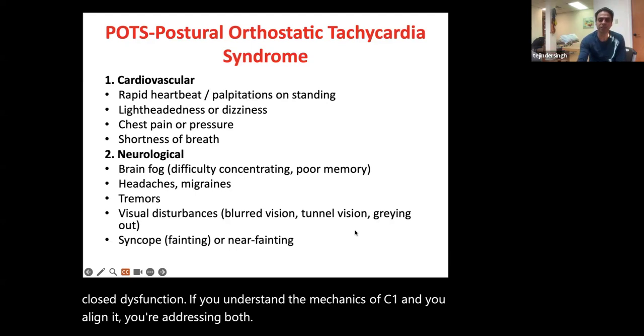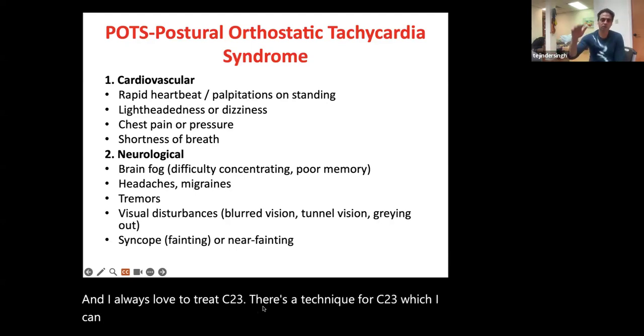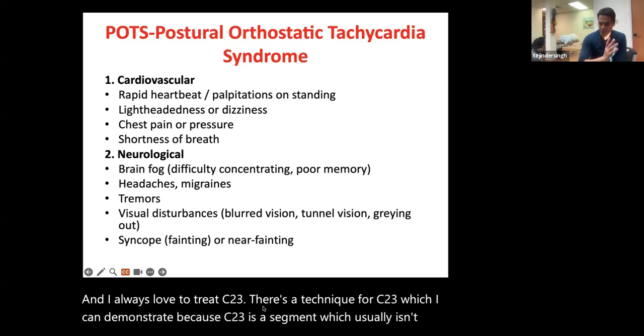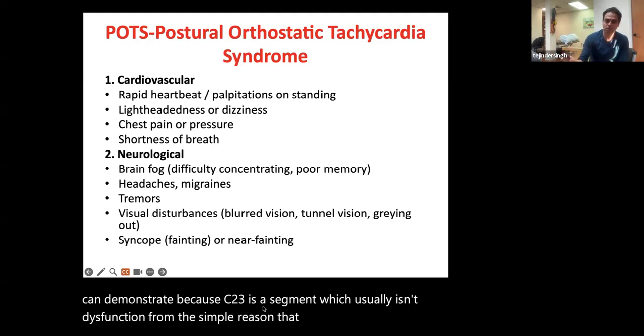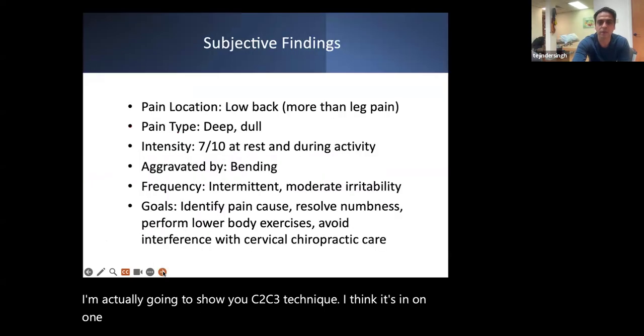And I always love to treat C2-3. There's a technique for C2-3 which I can demonstrate, because C2-3 is a segment which usually is in dysfunction for the simple reason that it's a transitional zone. So I'm actually going to show you the C2, C3 technique. I think it's on one of the slides.